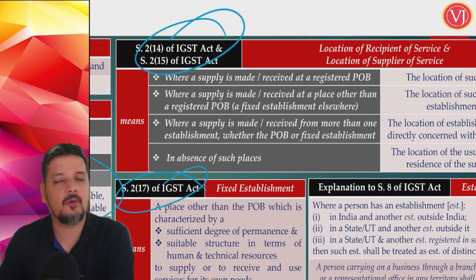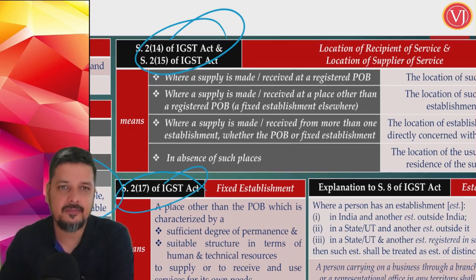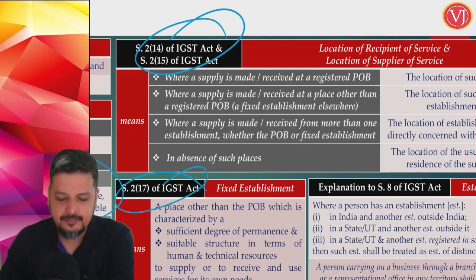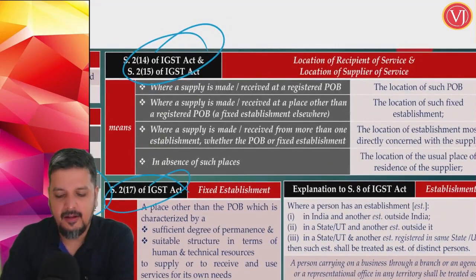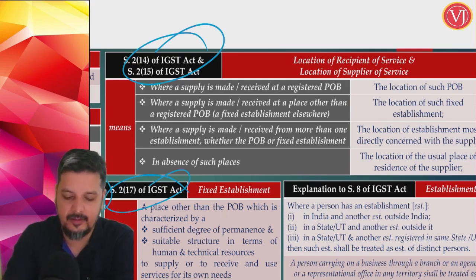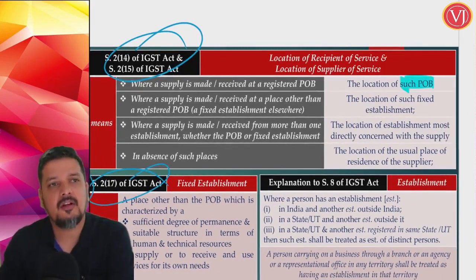You replace the term, you change the word as received. For supplier it is supply. For recipient it is received. Same definition, same understanding. Where a supply is made or received at a registered place of business, that is your head office. That is your head office. It is the location of such registered place of business.